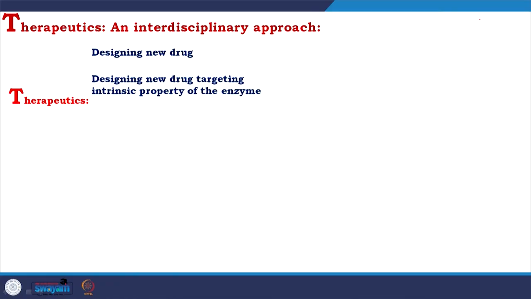with a heavy fact in mind that this drug should hit the enzyme in such a way that, one, it should have universal capability to inhibit each and every enzyme which I was talking about. Second, it would be very difficult for the organisms to develop resistance. So, as a drug designer of this new world, you have to design a new drug targeting the intrinsic property of the enzyme. What is intrinsic property?